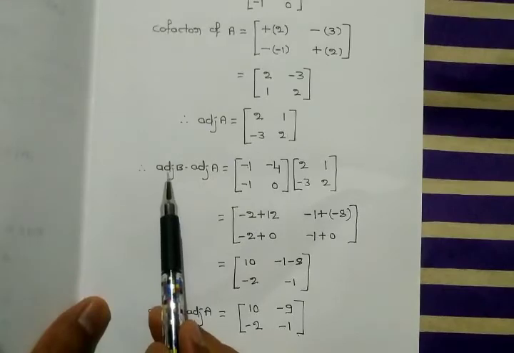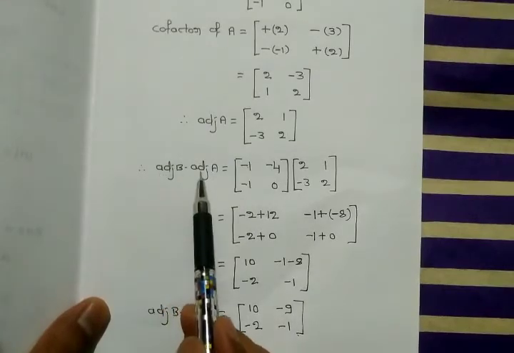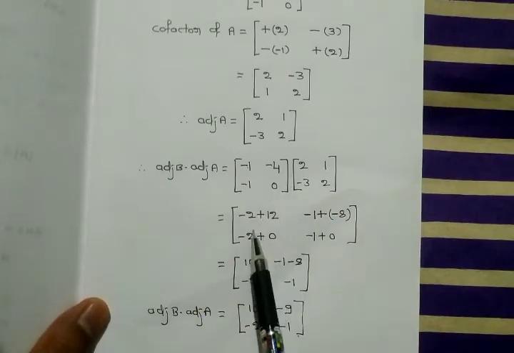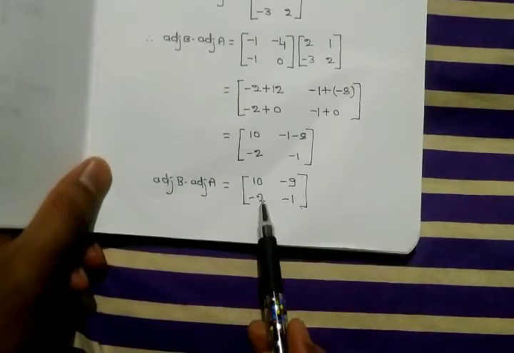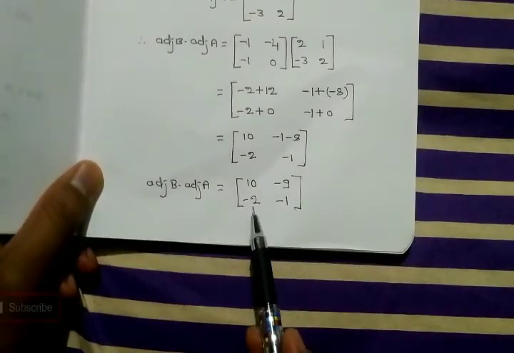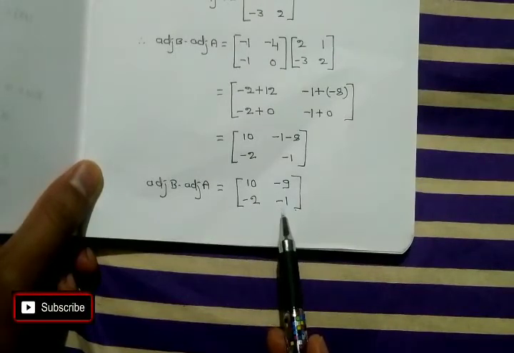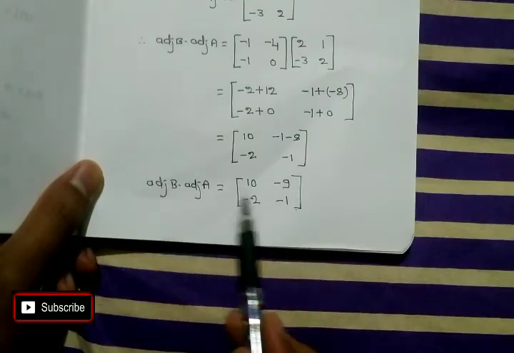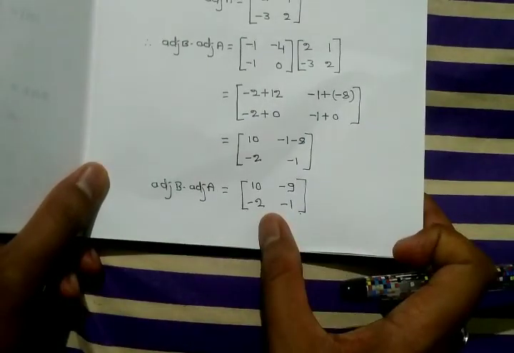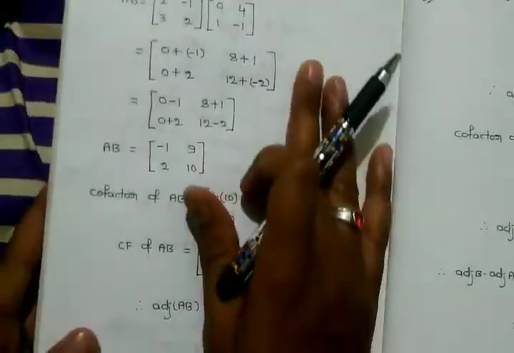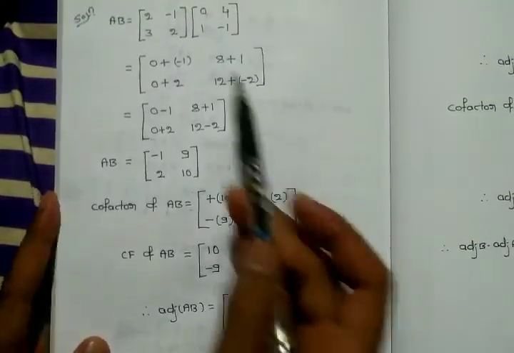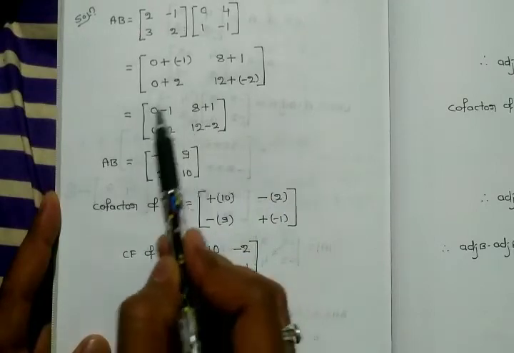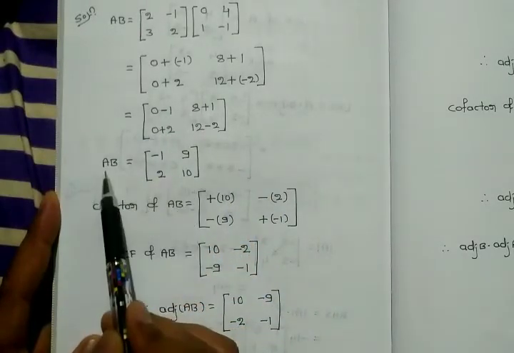Next, take the left hand side value, adjoint of B into adjoint of A. Note it down here, multiply, and you will get 10, minus 9, minus 2, minus 1. So call this 1. This is the left hand side value. Once you get the left hand side, go for the right hand side. For the right hand side, first find AB. A into B, do the multiplication. So this is the answer for AB.